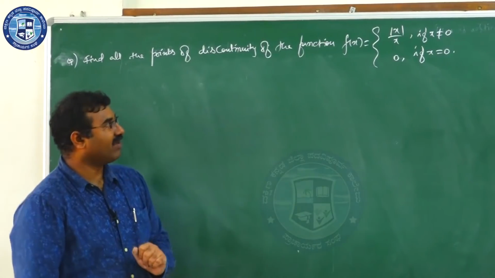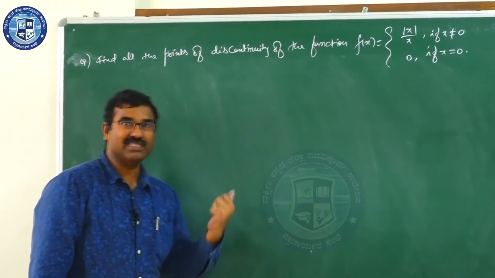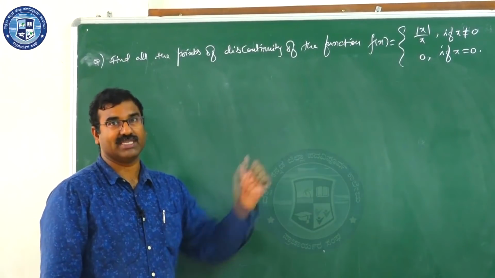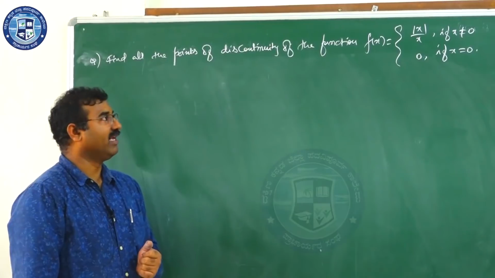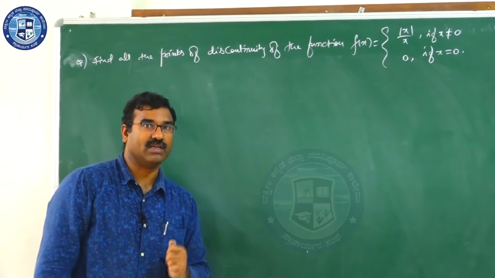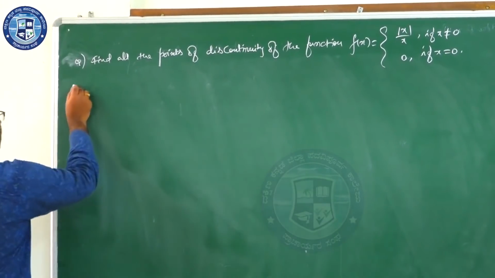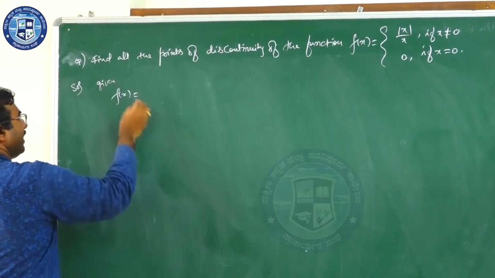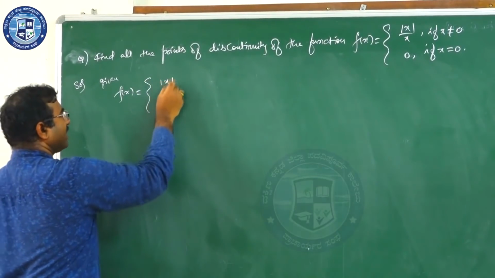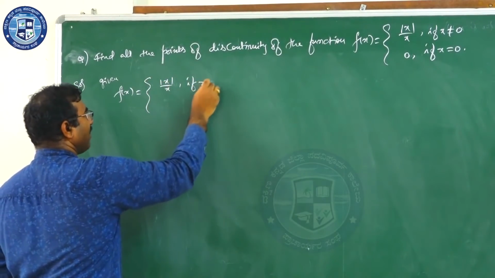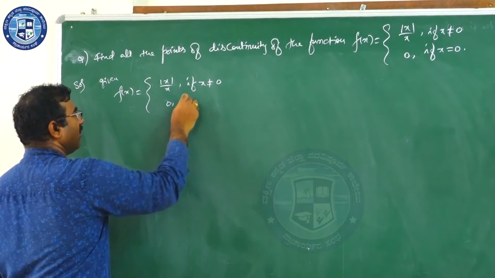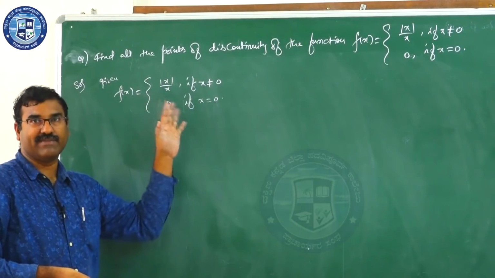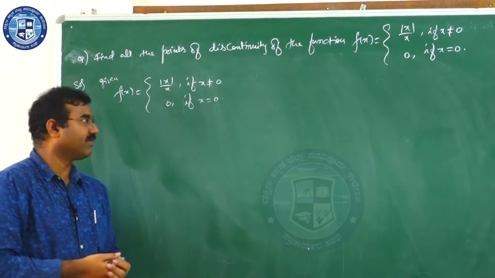You are aware of this function. What we call it is a Signum function or sign function, which we have studied in first PUC. In special functions we have studied this one. We will see f of x is equal to mod x by x if x not equal to 0, 0 if x equal to 0. That means it is very clear the function is defined throughout the real number system.